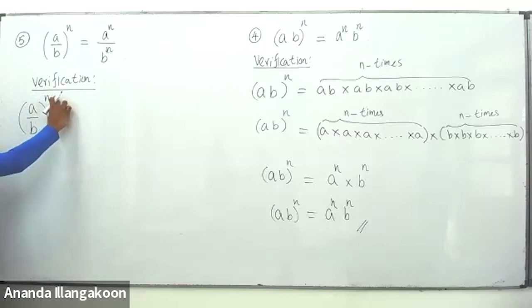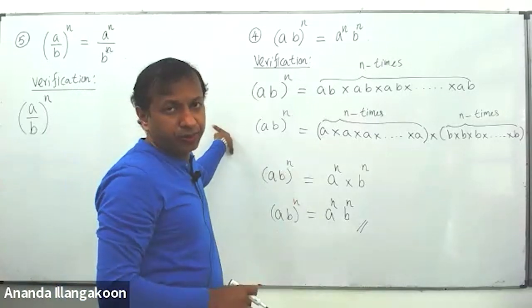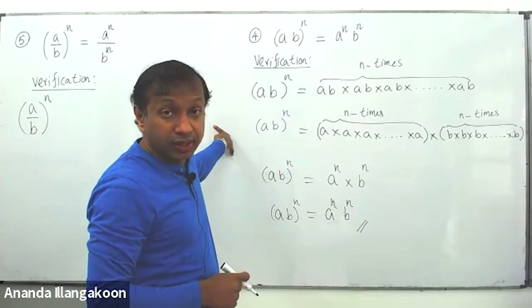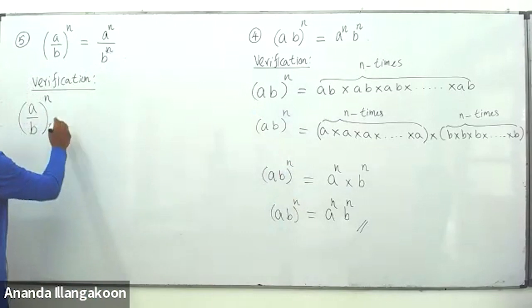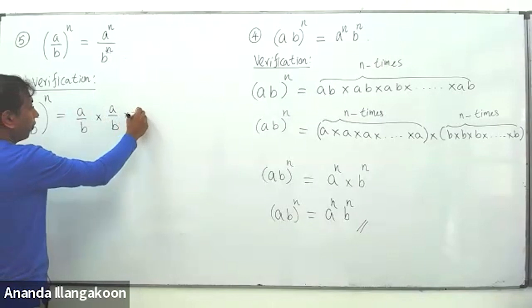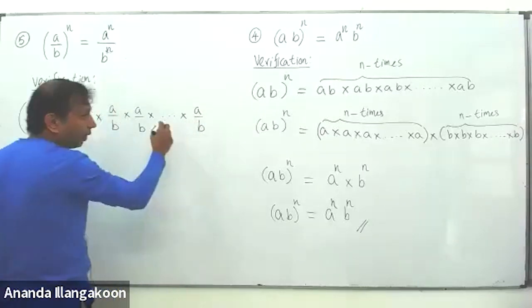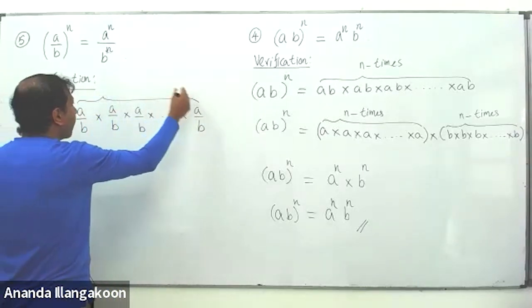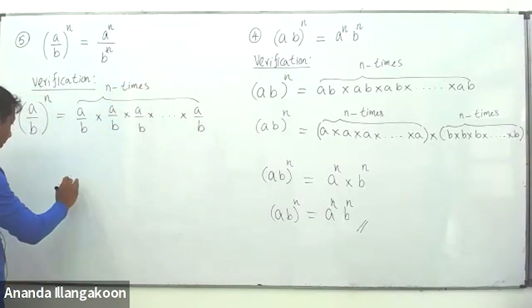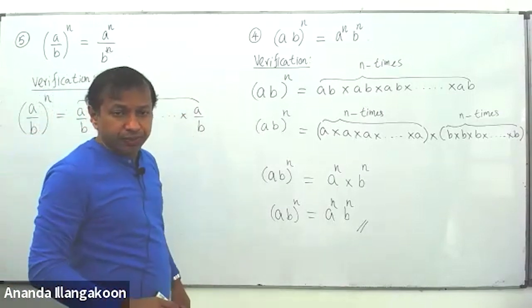Since the power is n there, capital X should be written on the right simply n times. It means A upon B terms we must write simply n times on the right. Like this: A upon B, A upon B, A upon B, and so on, n times here. Then people, here we have a product of fractions, no? Product of fractions, right?